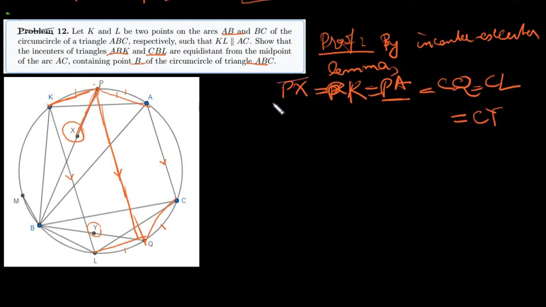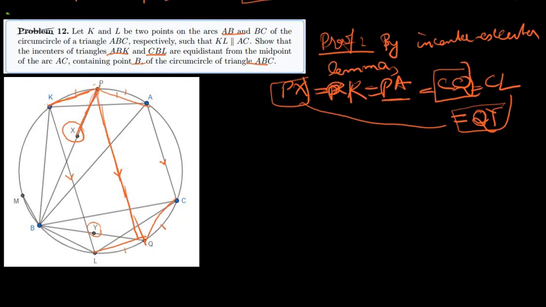So we have shown that PX is equal to CY. So CQ, that's the important one. So PX is equal to YQ is the important one. This is not CY, this is QY. So PX is equal to QY is the important one.